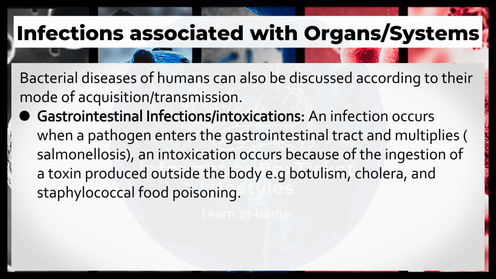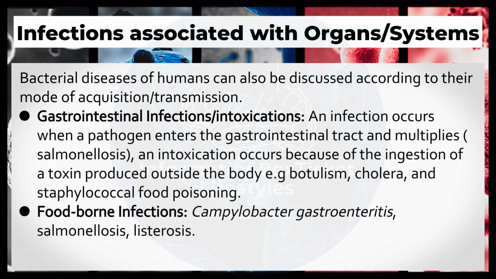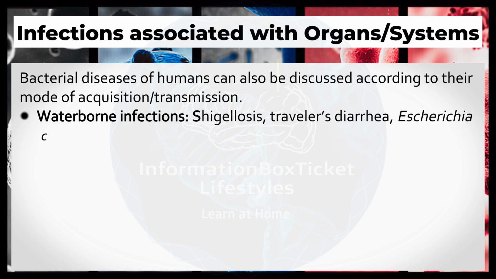Intoxications. An infection occurs when a pathogen enters the gastrointestinal tract and multiplies, e.g., salmonellosis. An intoxication occurs because of the ingestion of a toxin produced outside the body, e.g., botulism, cholera, and staphylococcal food poisoning. Food-borne infections: Campylobacter gastroenteritis, salmonellosis, listeriosis. Waterborne infections: shigellosis, traveler's diarrhea, Escherichia coli infections, and typhoid fever.